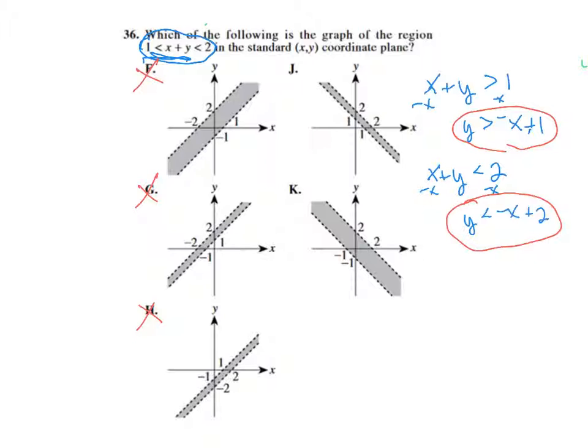Looking at my two inequalities, here I have a y-intercept of positive 1, and here I have a y-intercept of positive 2. So I need two lines that have y-intercepts of positive 1 and positive 2. J has y-intercepts of positive 1 and positive 2. K has a negative 1 and positive 2, so that does not match. By process of elimination, this is going to have to be J.